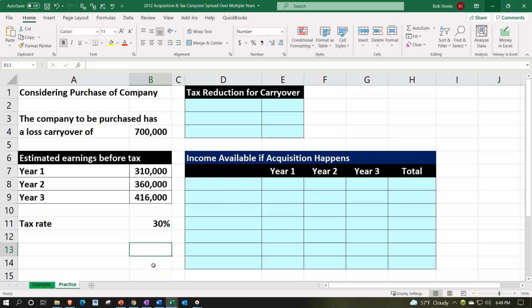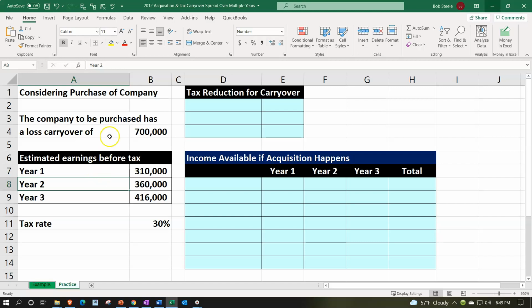If you have access to the Excel worksheet and would like to follow along, note that we're in the practice tab as opposed to the example tab. The example tab, in essence, is an answer key. Information on the left-hand side, we're going to populate into the blue area on the right-hand side, looking at an acquisition type of situation, one company thinking about acquiring another.